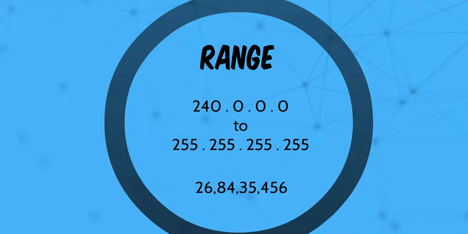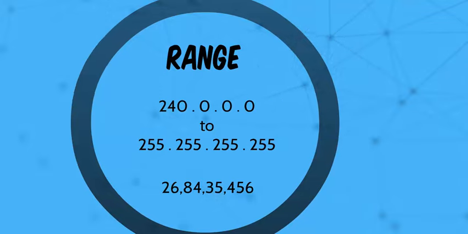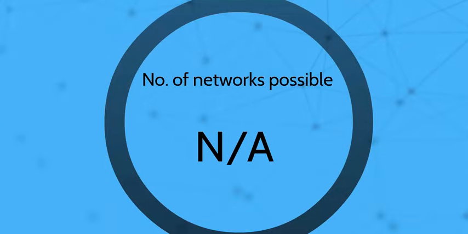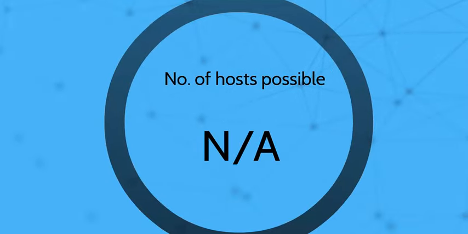The total number of IP addresses present in Class E are 26 crore 84 lakhs 35,456 IP addresses. But none of these IP addresses are used in local area networks. They are used for research and development. And there are no network portions and no host portions. This is in brief about the classes of IPv4 addresses.